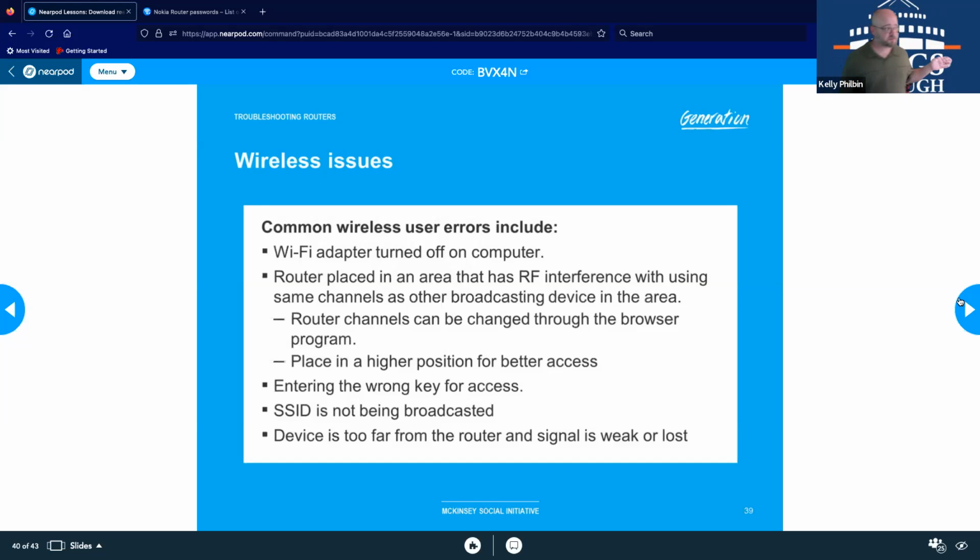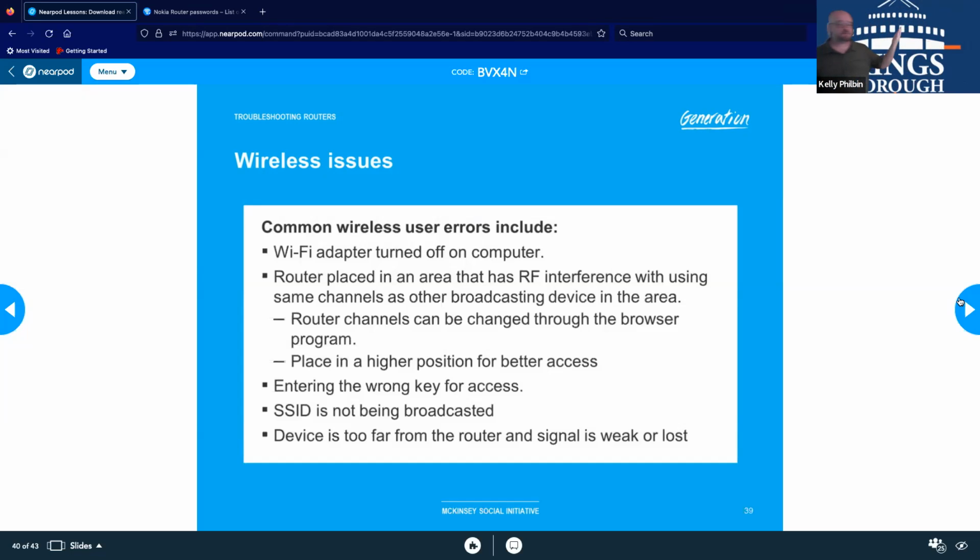What are the three channels we can use? 1, 6, and 11. Very good. 1, 6, 11. There you go. So if you're on channel 6, you're getting a lot of interference, switch over to channel 1, you might clear it all up.